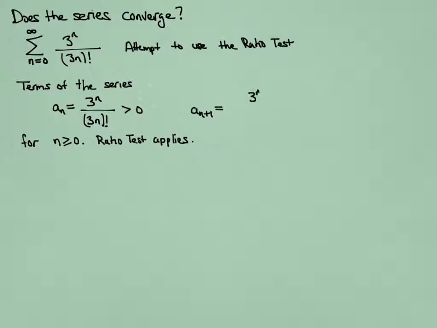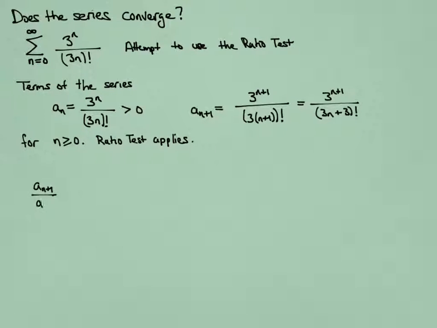We should look at the next term in the series. So I'm going to take n plus 1 in every place I see n here. So I'll have 3 to the n plus 1. And do it carefully here. I have to take 3 times n plus 1 and then its factorial. And the order of operations here is very delicate. First I triple the n plus 1 and then take its factorial. So it's equivalent to 3 times n plus 3 and the factorial of that number.